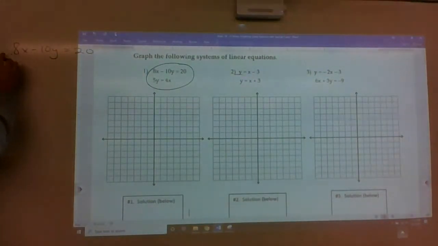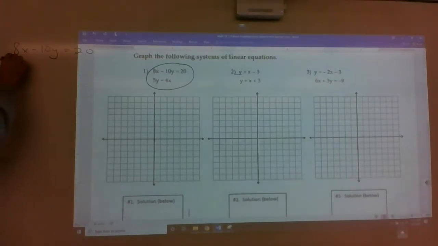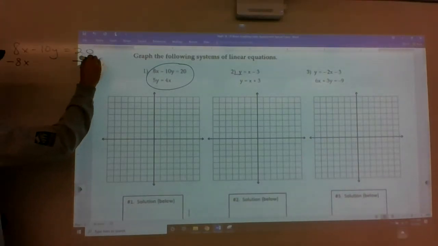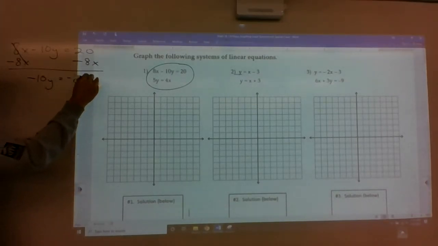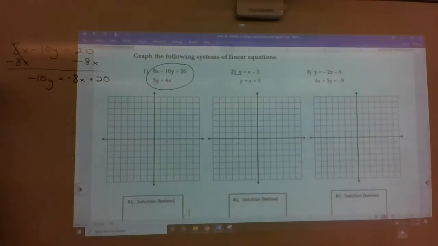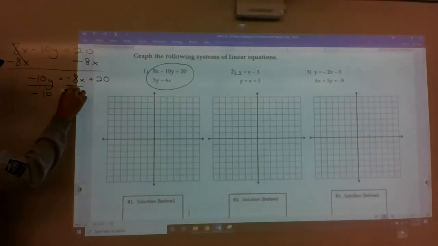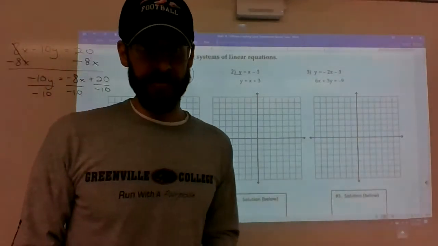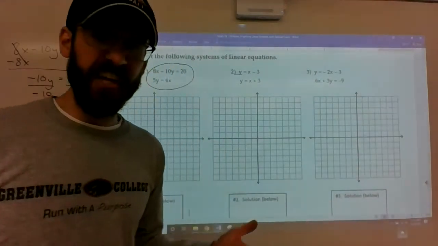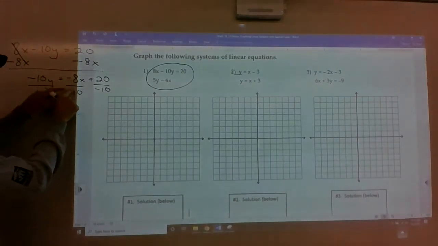So I'm constantly just moving x's and y's on opposite sides of each other. You got to get rid of the positive 8x, move it over here, leaving you with negative 10y equals negative 8x plus 20. And then you divide by the negative 10 out front. Take advantage of those easy points. y equals negative 8 divided by negative 10.